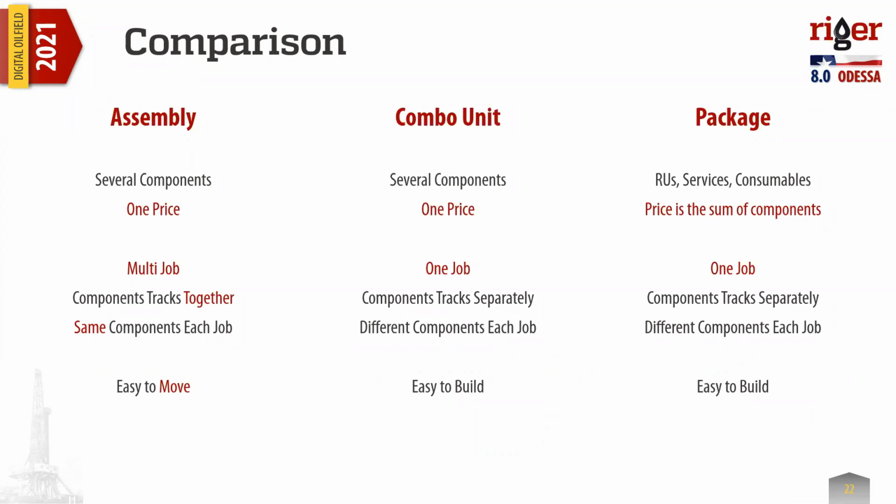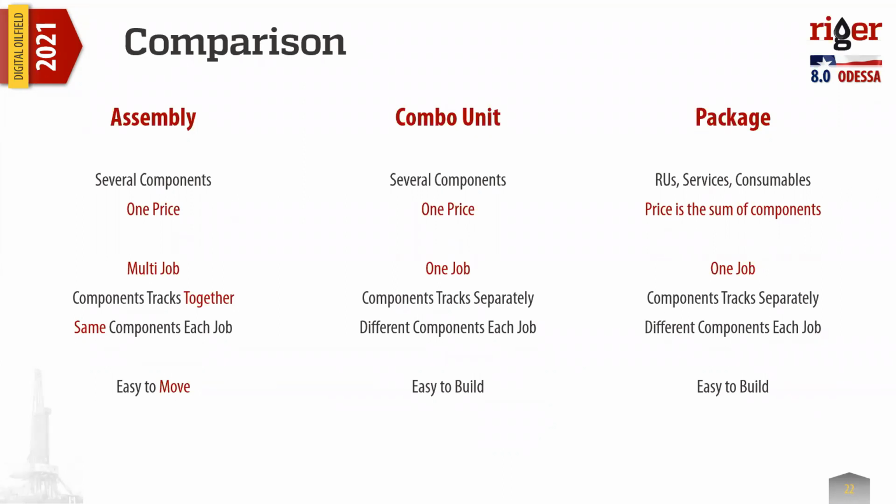The assembly and the combo unit have several characteristics that are actually alike. They both comprise several components. They both have one set price. Assemblies are good for multi-jobs and they are easy to move, but they are kind of hard to build. Well, not hard, but it takes a little bit of time to build them. And the combo units are basically good for one job, because you remember you just select the rental units inside the rental ticket for each job.